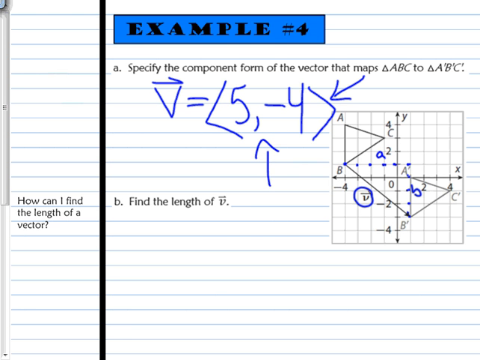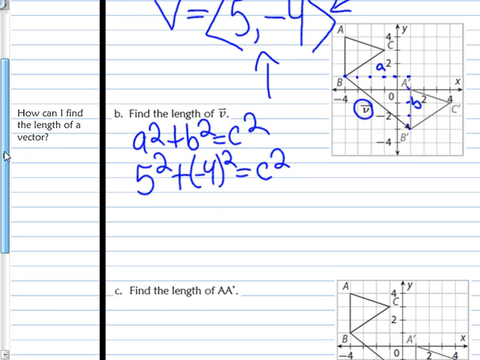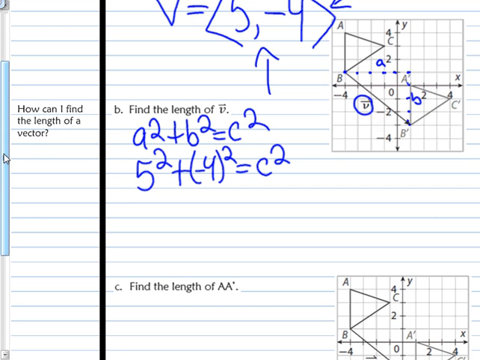So to find the length of this vector, all you have to do is apply the Pythagorean theorem. A squared plus B squared equals C squared. Well, A can be 5 or -4, whichever one you want. I'm going to use 5. And then B is (-4) squared. And if you notice, I did put -4 in parentheses, and we remember it's because I want to square the entire -4, not just the 4.